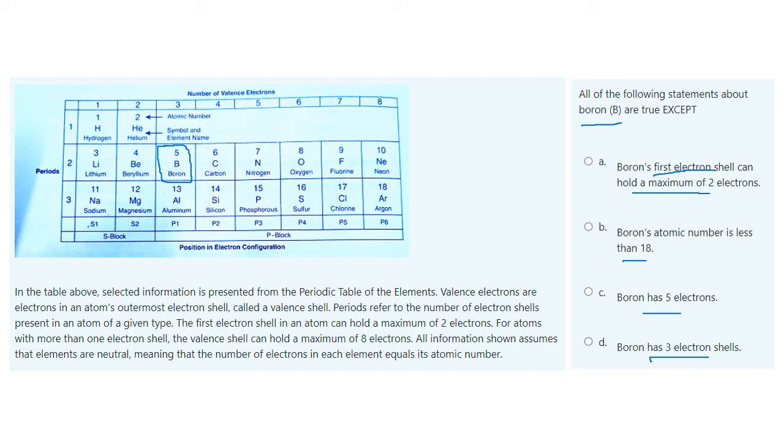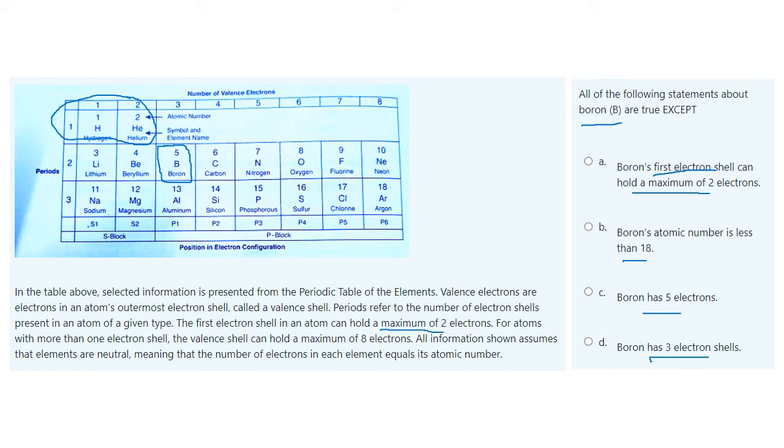So in the table above, there is selected information from the periodic table of elements. Valence electrons are electrons in the atom's outermost electron shell, called a valence shell. The periods refer to the number of electron shells present in an atom of a given type. So hydrogen and helium, they only have one shell. The first electron shell can have a maximum of 2 electrons.